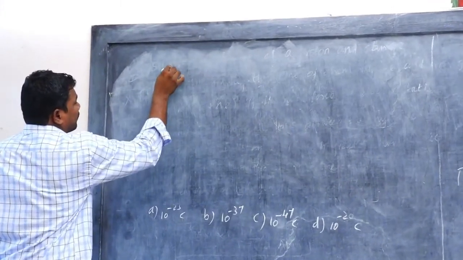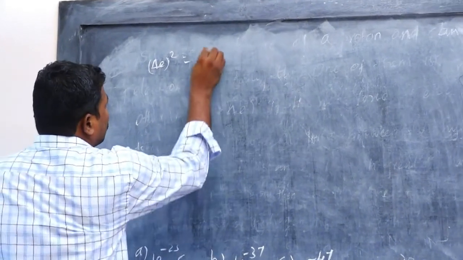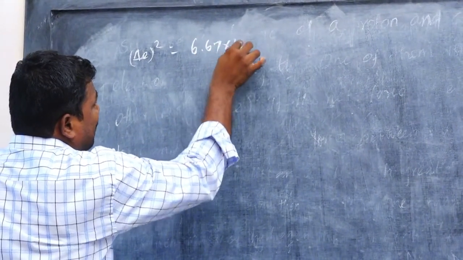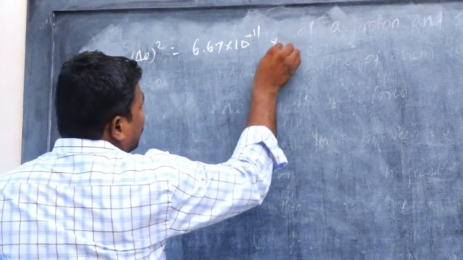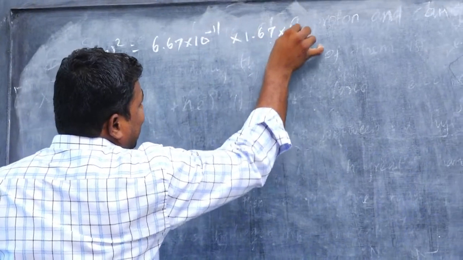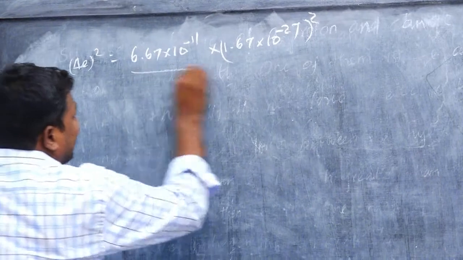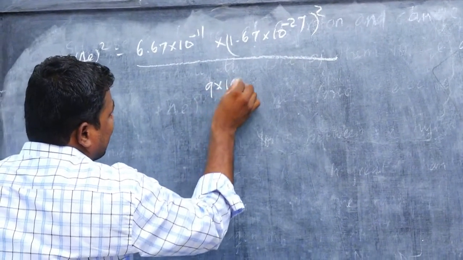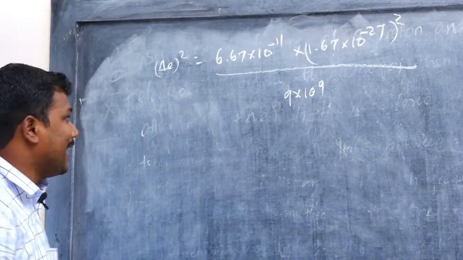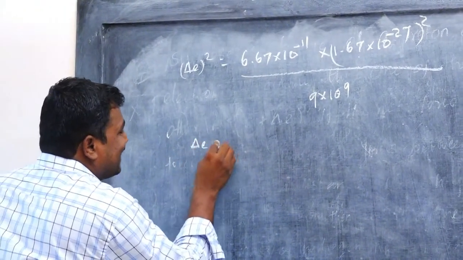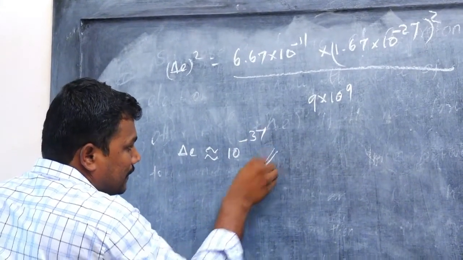Del E square equal to G, whose value you know, 6.67 into 10 power minus 11, times m_H, the mass of hydrogen, whose value is given as 1.67 into 10 power minus 27, the whole square, divided by 9 into 10 power 9. If you substitute all the values, finally we get the answer: del E is approximately 10 power minus 7. This is the solution.